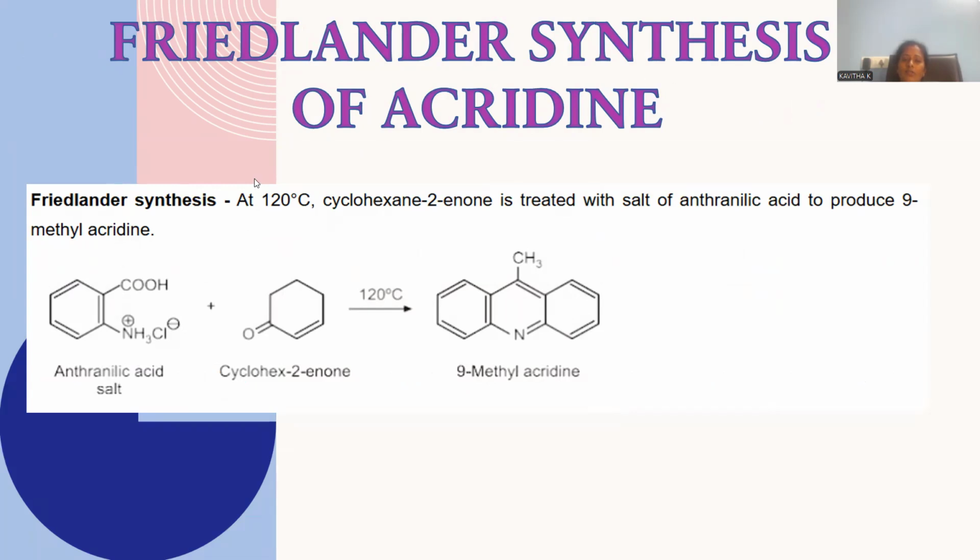Friedlander synthesis is also possible. This scheme we already observed in that entire scheme representation. Now let me go with the detailed description of this Friedlander synthesis for the acridine molecule. Anthranilic acid is taken in the form of a salt. The anthranilic acid salt will be taken as one of the starting materials, along with an alpha beta unsaturated ketone. This is called cyclohexenone.